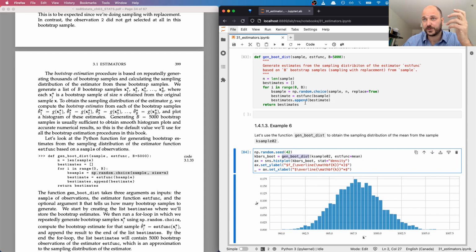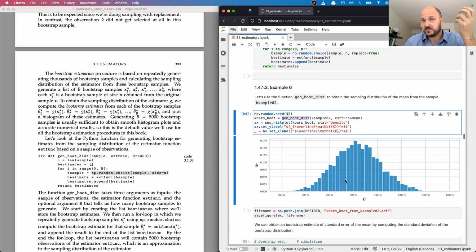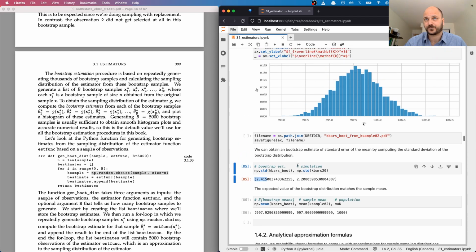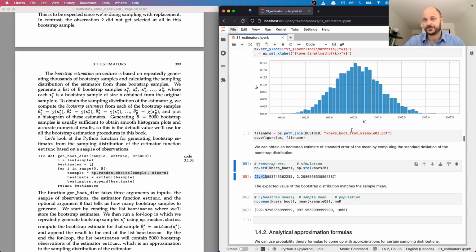Say, okay, I want to know the sampling distribution. I don't have the population, but I have a sample. So let's treat the sample as if it was a population. You get a pretty good estimate. 2.4, 2.2, ballpark, pretty good. We'll see the bootstrap repeatedly throughout the rest of the chapter. This is a computational approach to estimate sampling distribution.